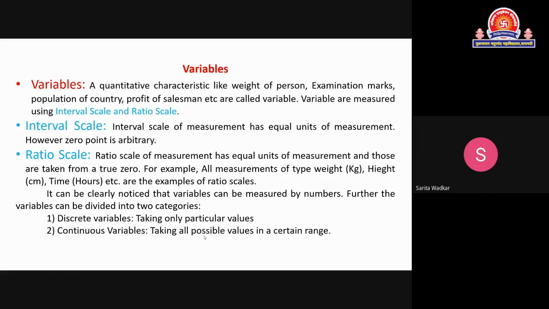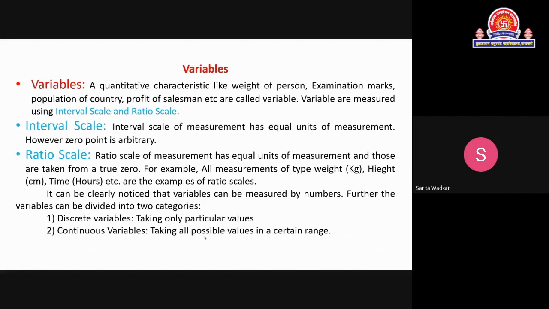For variables we need units, and for attributes we don't need units. Variables are countable and attributes are non-countable. Variables are measurable and attributes are non-measurable.